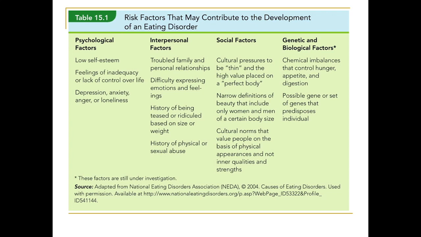There are social factors like cultural pressures to be thin and idealization of thinness. There are also very narrow definitions of beauty that rigorously define what is considered attractive in men and women, and this leads to cultural norms that value people based on physical appearance rather than inner qualities and strengths. There are also genetic and biological factors such as chemical imbalances that control hunger, appetite, and digestion, as well as a possible gene or set of genes that predisposes an individual to either be over or underweight, but these factors are still under investigation and are fairly inconclusive.